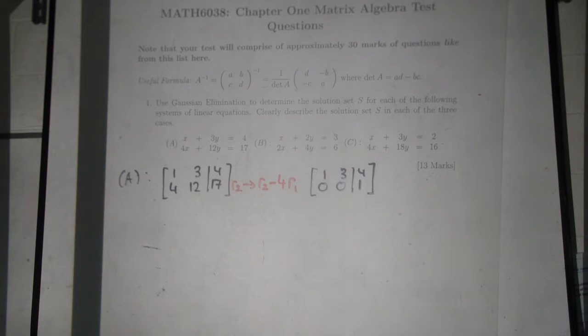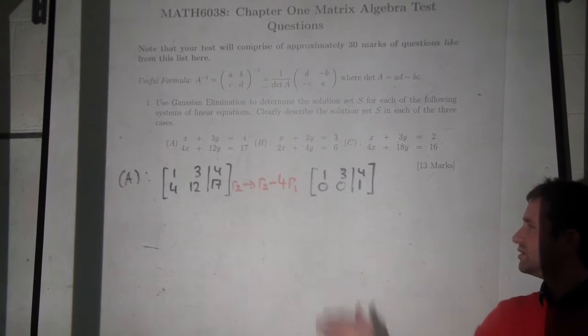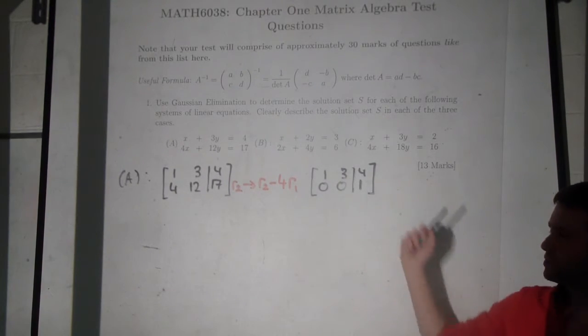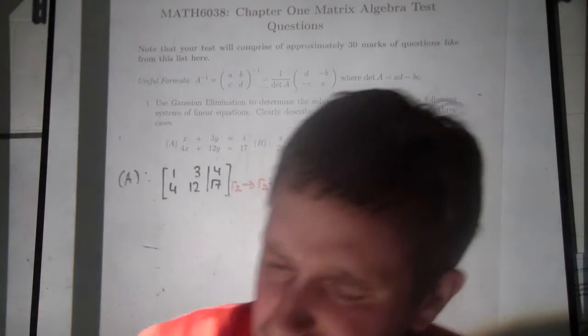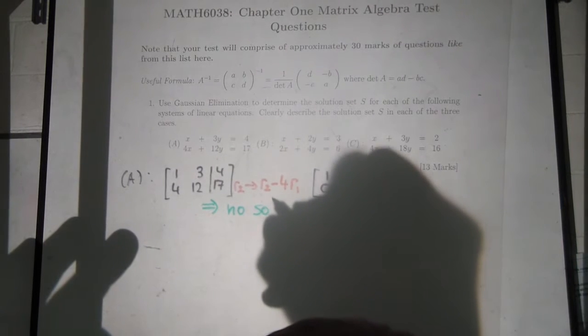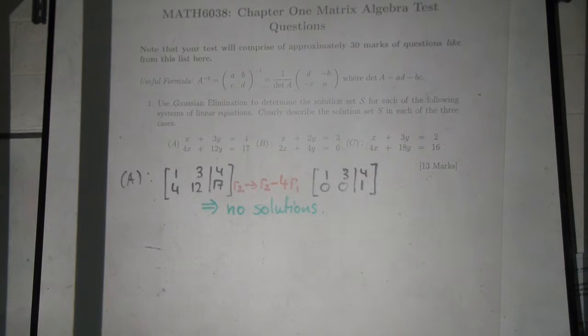So you have the 1, you have the 0. Now you want to make a 1 and you can't, so you're finished. What's the conclusion here? No solutions, because you have 0x plus 0y equal to 1. That's impossible. So your answer is no solutions. Done. And that can happen in any simultaneous equations. You can have no solutions. Okay, done. Look at the second one.